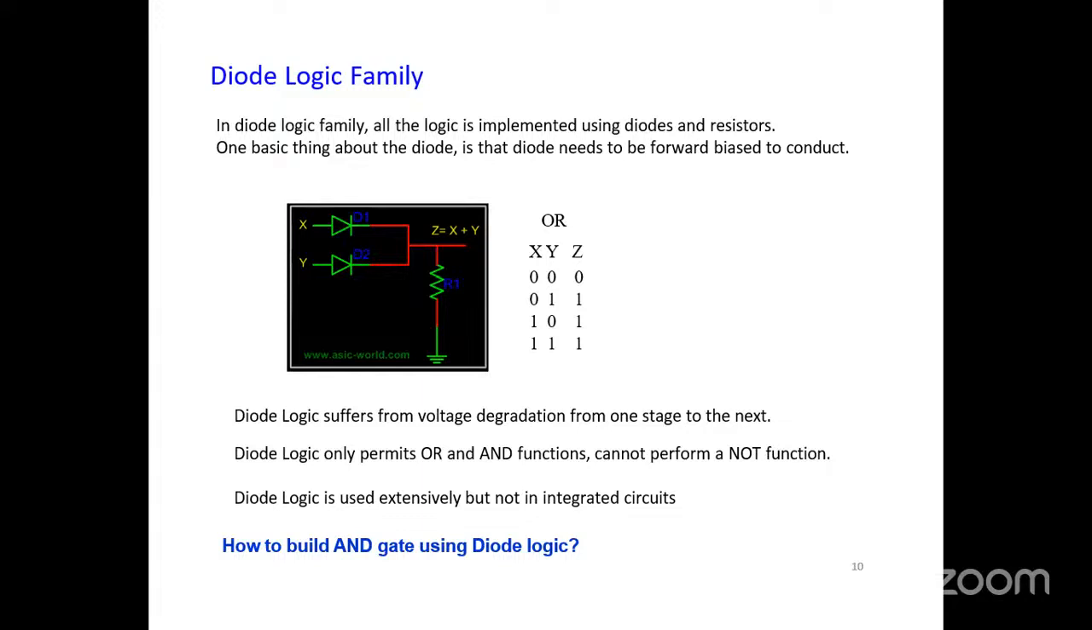Then coming to the diode logic family, the logic implemented using diodes. Using diodes only, it will be designed. Diode logic suffers from voltage degradation from one stage to the next stage. Diode logic only permits OR and AND gates. The other gates we cannot construct using this particular logic. So diode logic is used extensively but not in integrated circuits.